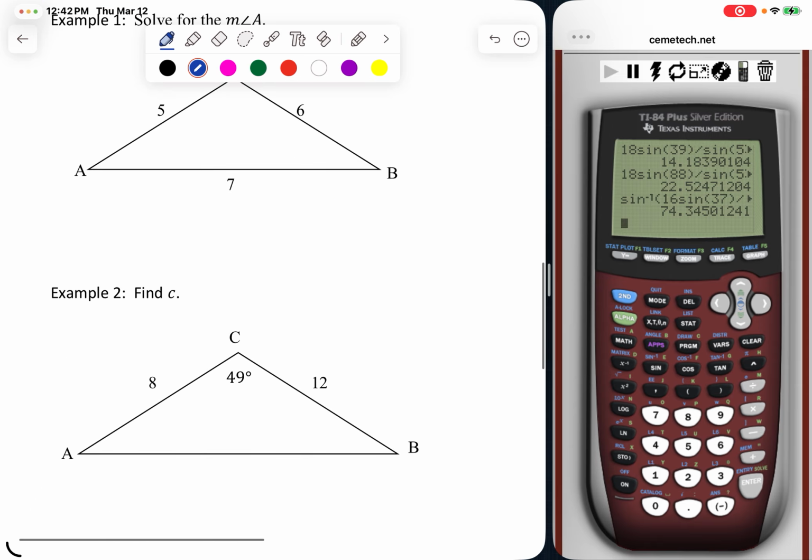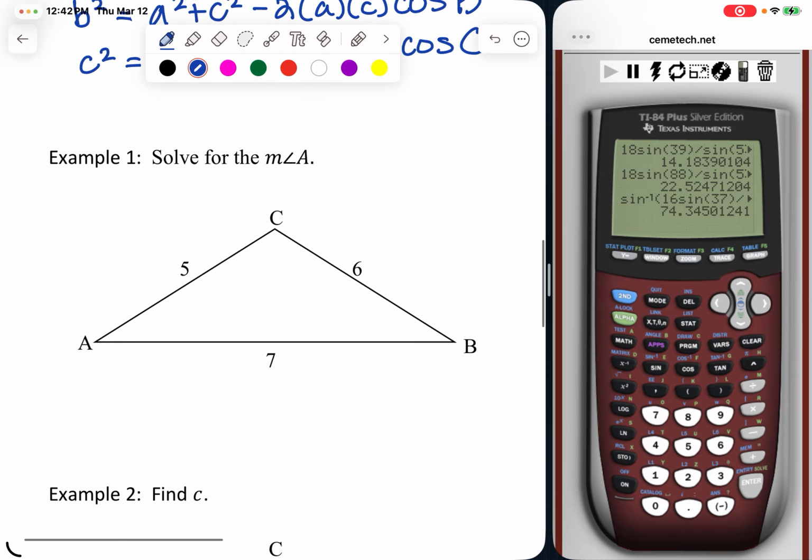All right, so this is nice because these are already drawn for you. Wonderful. Look to see what you have. You have side, side, side. So you are using the law of cosines.